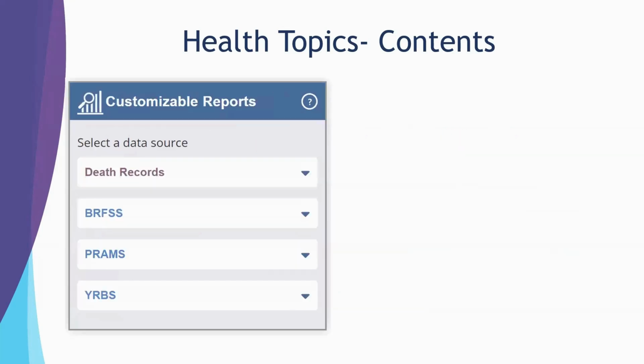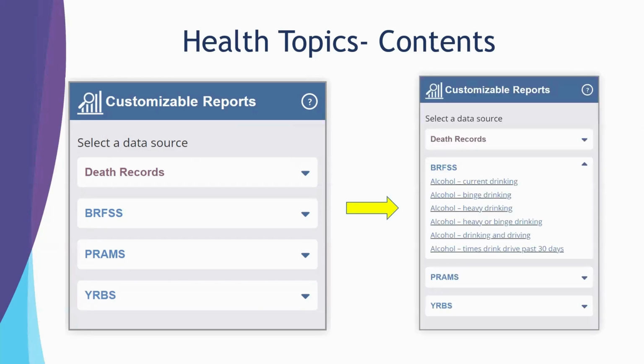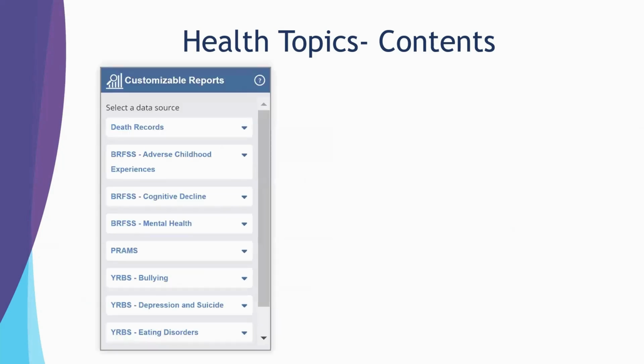The customizable reports are the indicators in hhdw.org that are relevant to the selected health topic. Here we see indicators available for death records, BRFSS, PRAMS, and YRBS. If you click on the arrow to the right of the data source name, the window expands to show you the specific indicators available from that data source. Sometimes a single data source will be divided into relevant categories of indicators. Here we can see the options available for the mental health topic area.